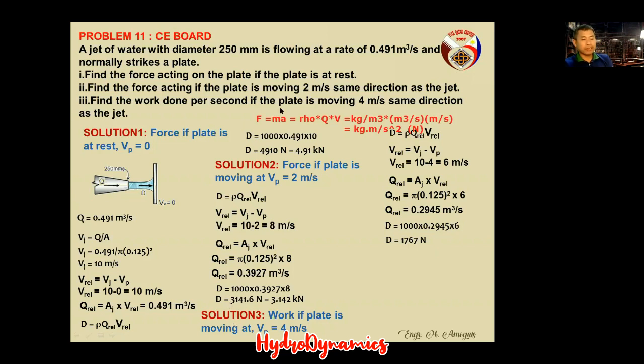So 17 towards the right, and of course the plate is moving towards the right. So the work is the dynamic force times the velocity of the plate, and that is 1767 times 4.706 Newton meter per second, that is actually the work per second. Newton meter per second, or simply in watts.